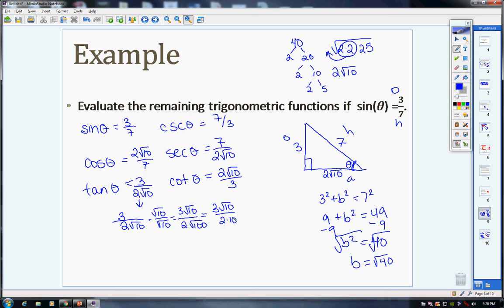Okay, so this is what tangent is. Secant is the same idea, square root of 10 over the square root of 10. So I get 7 square roots of 10 over 2 times the square root of 100 equals 7 square roots of 10 over 2 times 10, which is 7 square roots of 10 over 20. And there's your answer there. And what you've done is you've evaluated the remaining trigonometric functions.